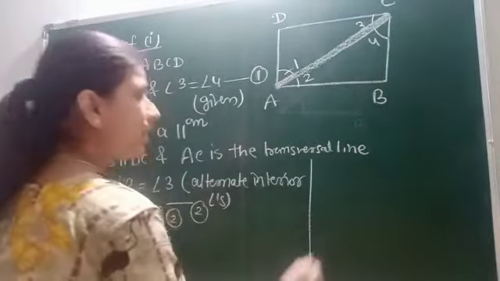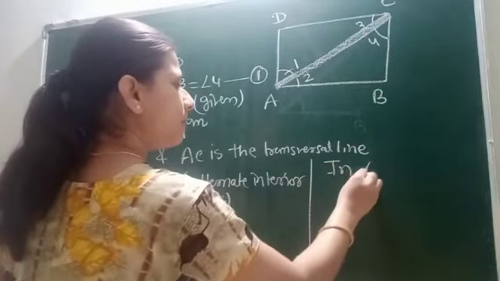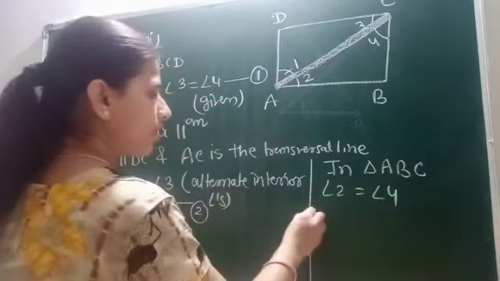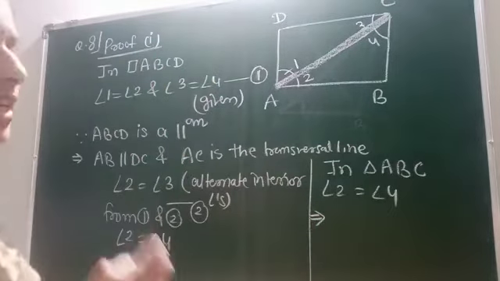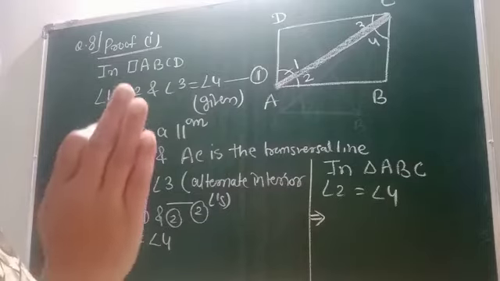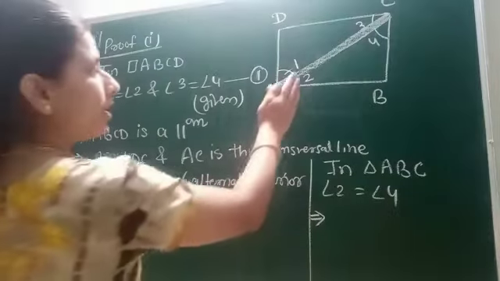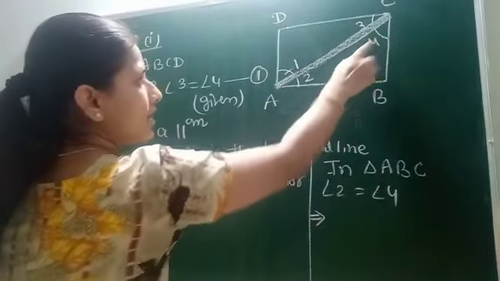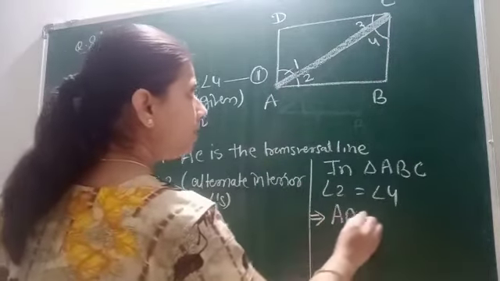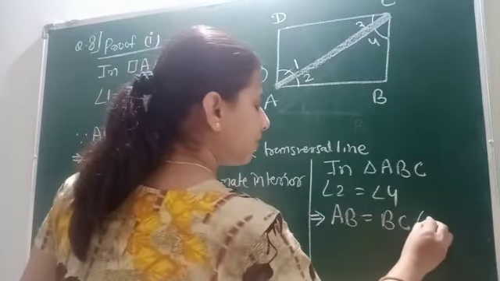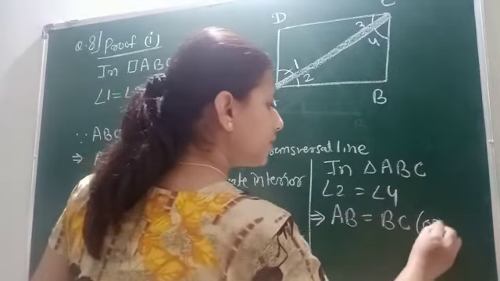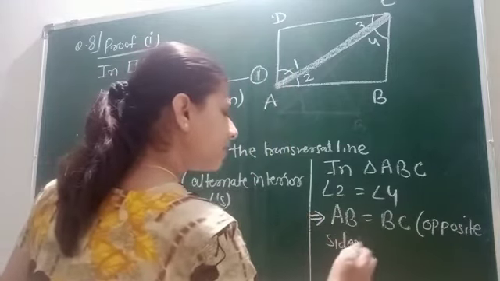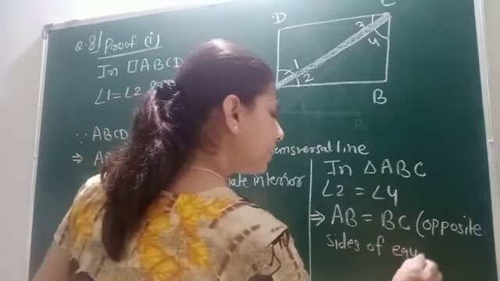So student, now in this triangle ABC, angle 2 is equal to angle 4. So this implies that, as we know in any triangle, if two angles are equal, their opposite sides will also be equal. So opposite side of this angle 2 is your BC and opposite side of this angle 4 is your AB. It means AB will equal BC. What reason we will write? Opposite sides of equal angles.